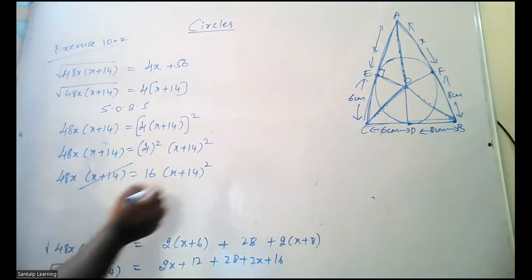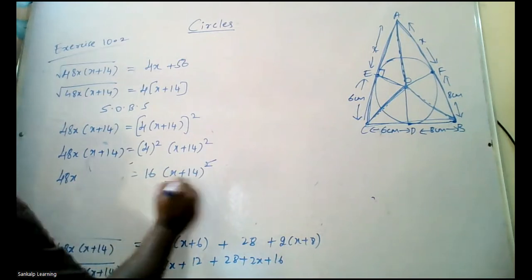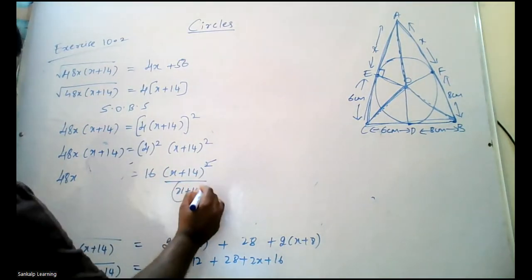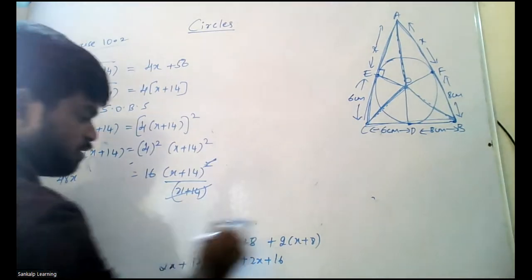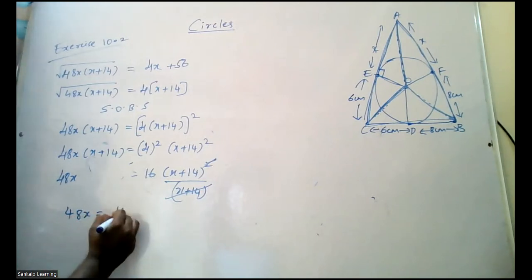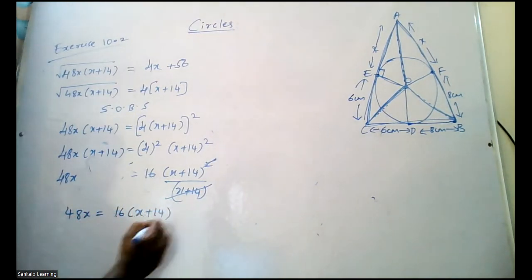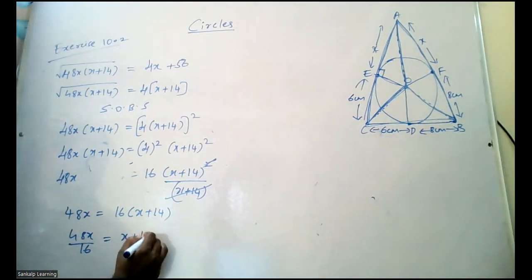X plus 14 one times, x plus 14 one times, or you just send this x plus 14, which is in multiplication, to the other side. So one time it gets cancelled. So now what are you left with? 48x this side, and this side 16 into x plus 14 one times. Send this 16 to the other side. So it will become 48x by 16 equals x plus 14.